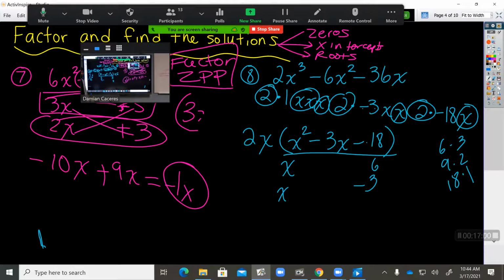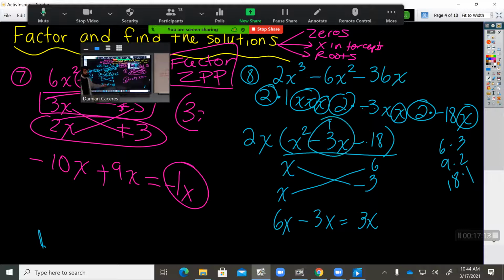Now cross multiply. 6 times x is 6x. X times negative 3, negative 3x. If you put it together, it equals positive 3x. Is that positive 3x in the middle here? No, but it is a 3. If you got the right number but the wrong sign, all you have to switch is the sign. So instead of the negative being on the 3, you're going to put it on the 6. Now that'll equal negative 6x plus 3x, which matches your middle number at negative 3x.